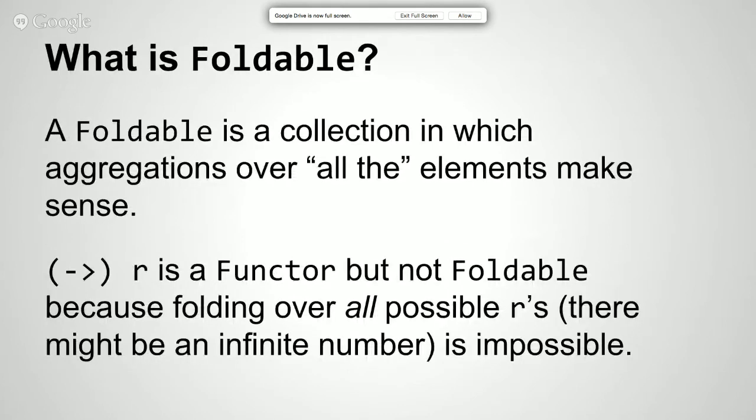So what is a Foldable? It's a collection where aggregation over all of the elements is an accessible concept. It makes sense, and I'll get into what that means exactly. So the arrow type on R, (->) R, or R-domain functions, that's a Functor because you can think of it as a container. You can think of it as an R-indexed container. But you can't fold over it because you can't fold over all the possible Rs.